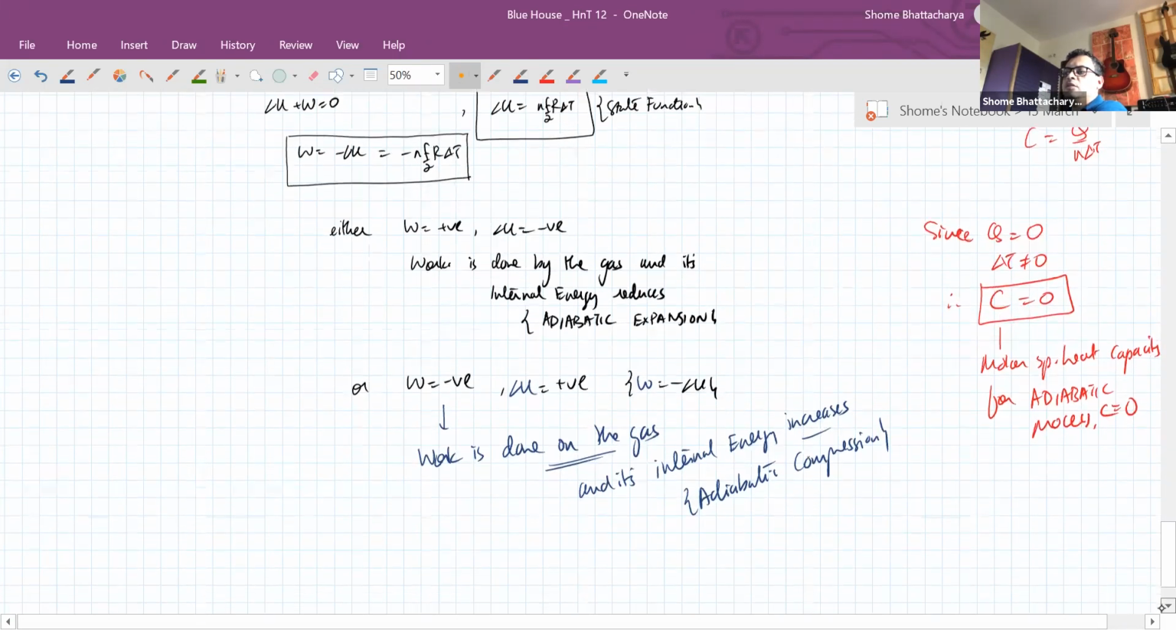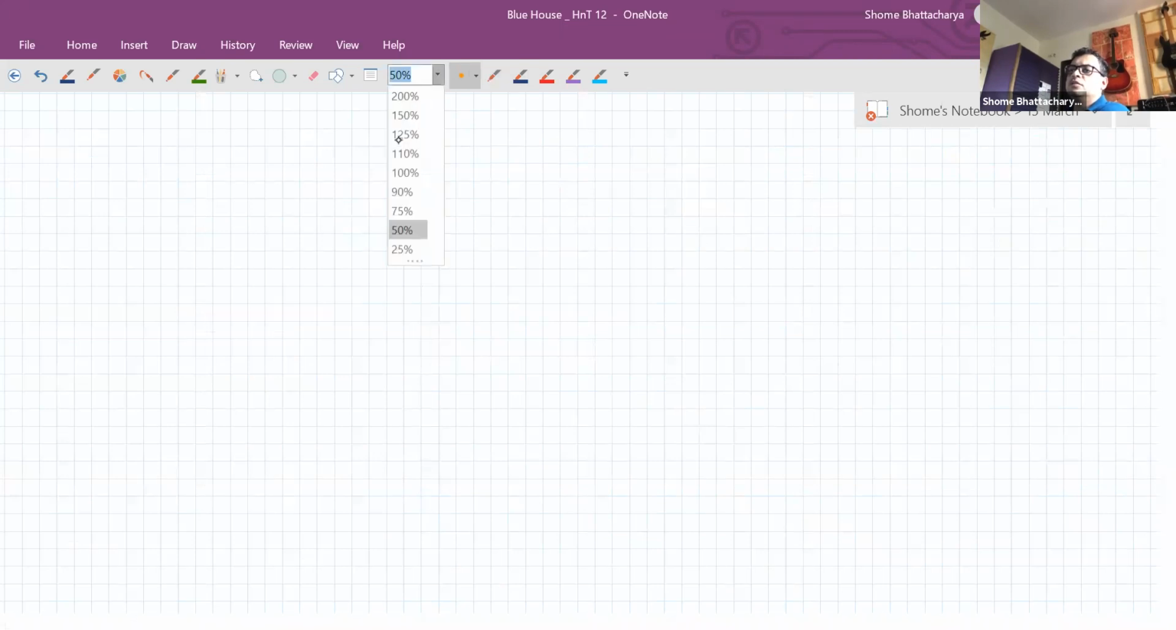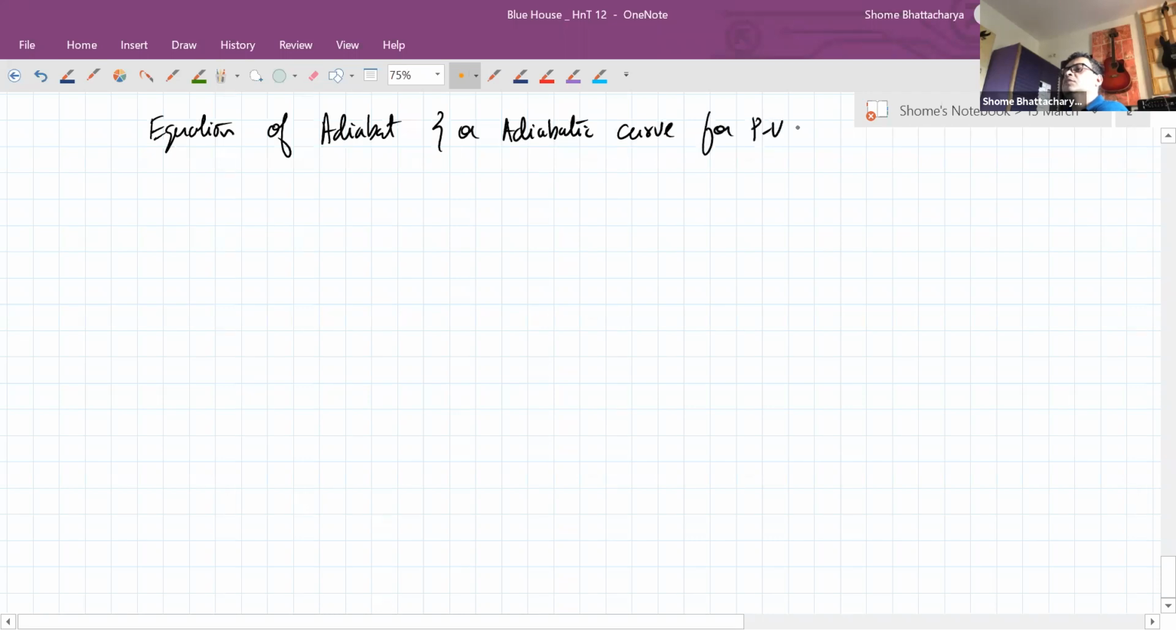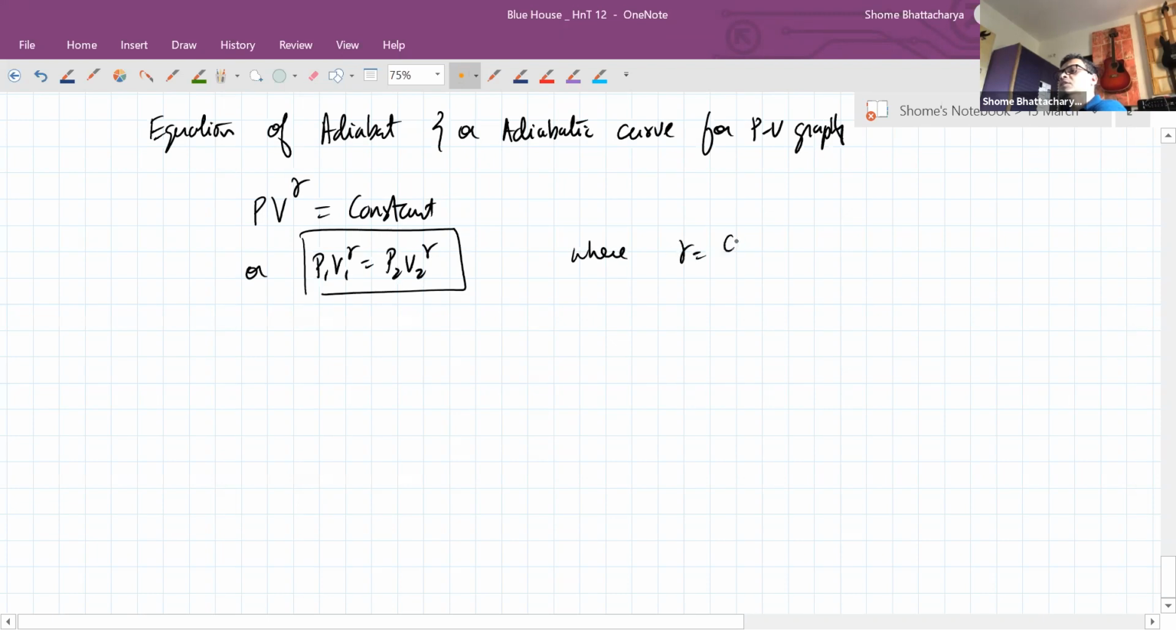Now the other thing that we learned about adiabatic process is the equation of the curve. It is called the equation of the adiabat, or adiabatic curve for a PV graph. Okay. So there we had seen that PV to the power gamma is constant. Or if we compare any 2 points on an adiabatic curve, where gamma is the ratio of Cp by Cv, or it's related to degrees of freedom like this.